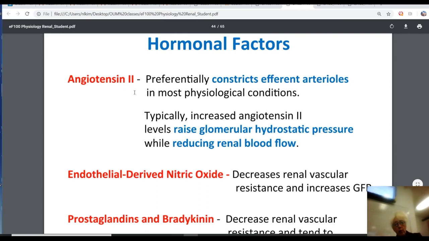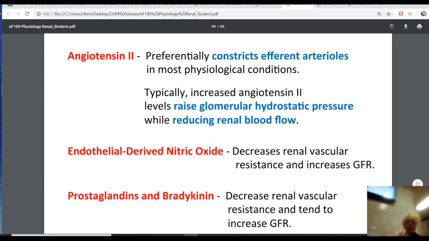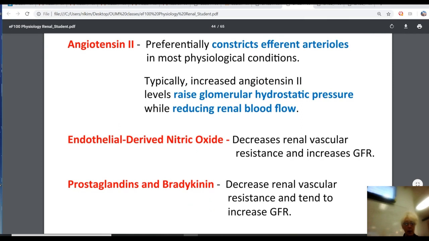Now this is where your hormonal factors will actually affect regulation of your GFR. Angiotensin 2 is a product of your renin-angiotensin pathway. So obviously, if the kidneys produce renin, renin is going to combine with angiotensin 1 to form angiotensin 2, which will eventually form vasopressin and raise the hydrostatic pressure.